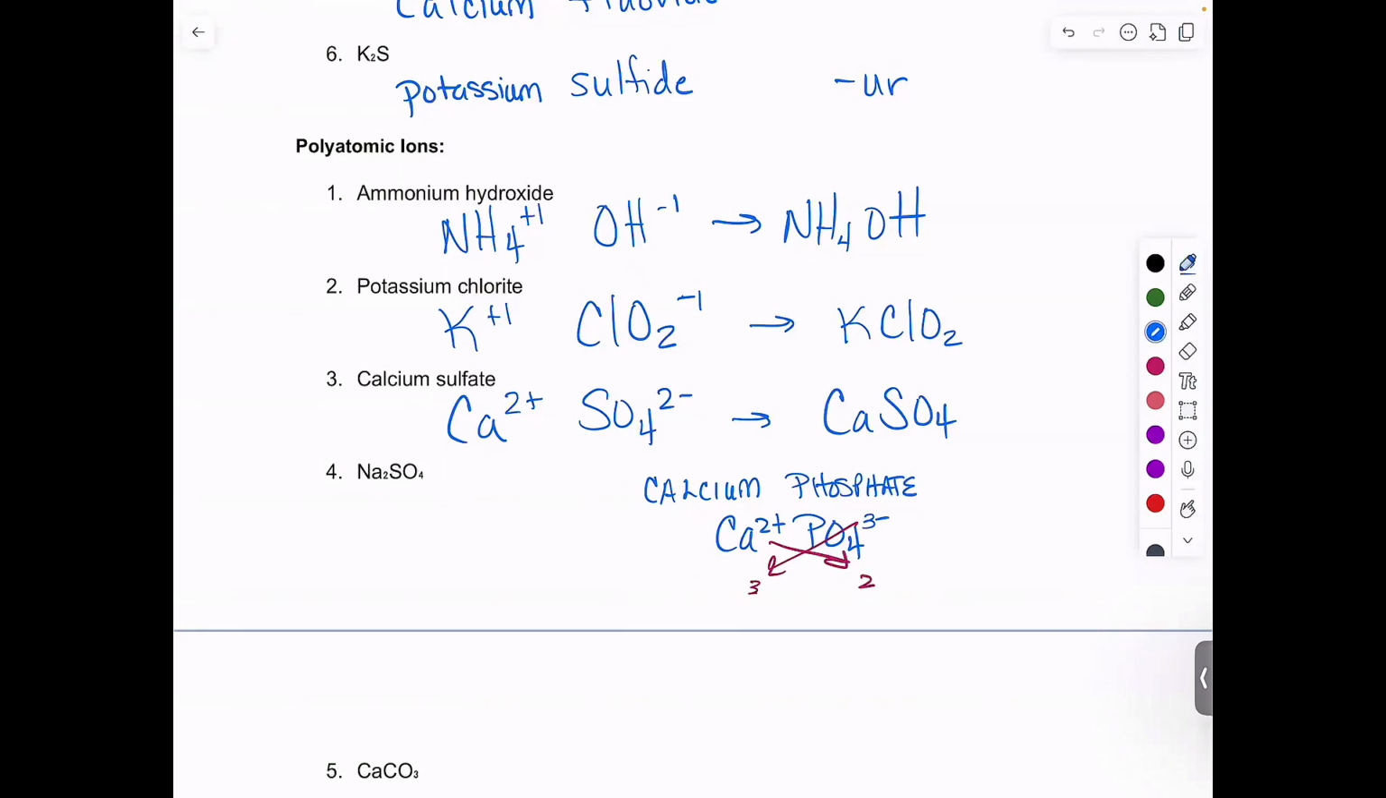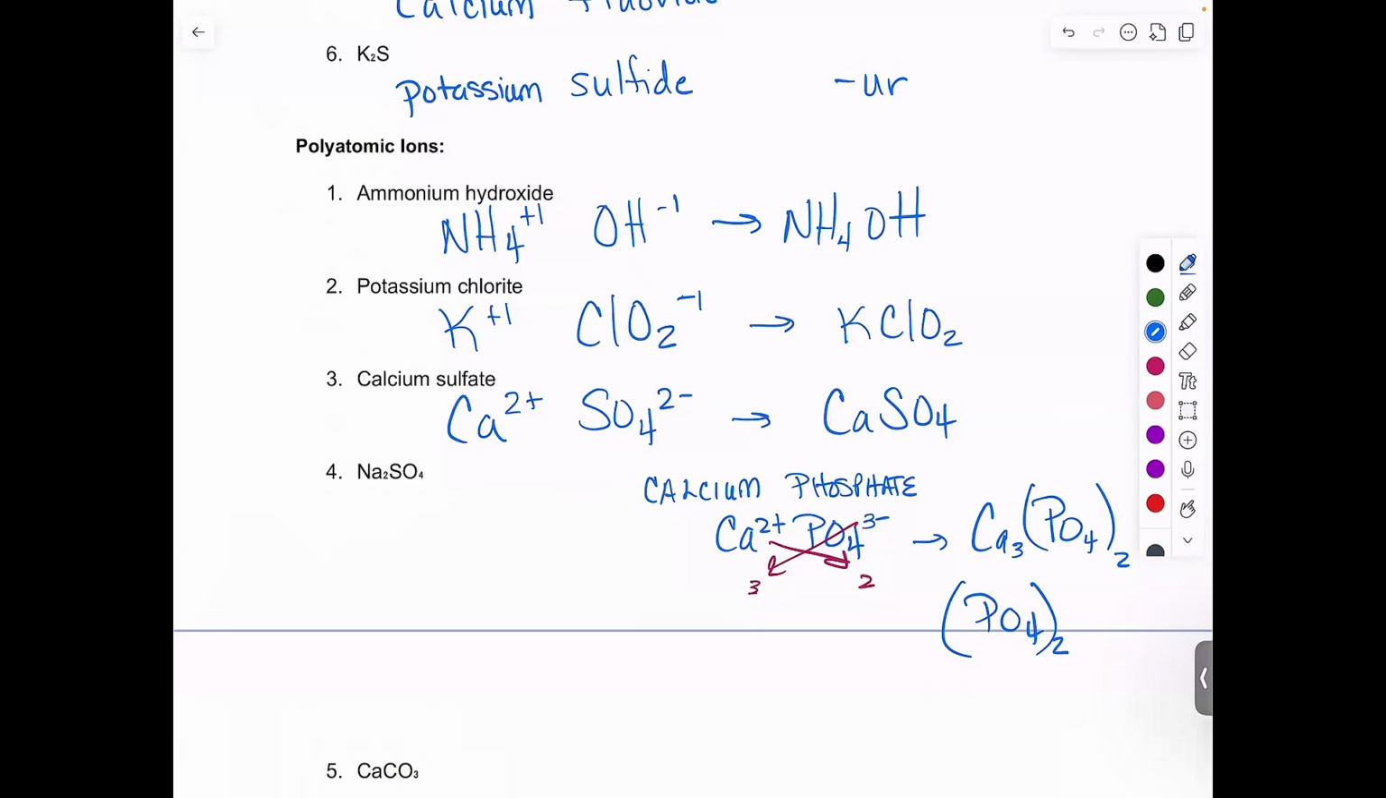So we'd have 3 calcium for every 2 phosphate. And we have to use parentheses now. You don't want to do PO4 2, right? You have to group it, kind of like algebra. So that 2 applies to the entire group. I have 2 PO4 groups in this particular compound.